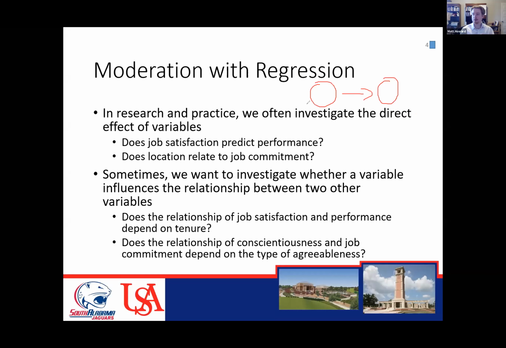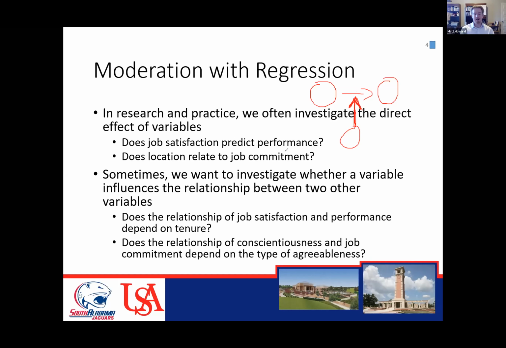With moderation, sometimes we want to investigate whether a variable influences the relationship between two other variables. So with a moderator, you're not necessarily talking about whether that moderator predicts the outcome. It certainly could, but that's not what we're going to be most interested in. Instead, we want to see whether that moderator influences the relationship between two other variables. One way to think about this, and I tend not to word it this way too often, but this helps some students, is to think of it as if a variable can predict the relationship between two other variables. If it helps you to think of it as predicting or impacting the relationship, then so be it. But moderation is when you want to investigate whether a variable influences the relationship between two other variables.